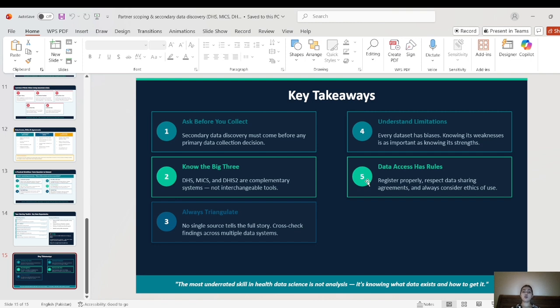Okay, then you always triangulate, use all three. No single source tells the full story, so cross-check findings across multiple data systems. Then you understand the limitations: every data set has biases. Knowing its weaknesses is as important as knowing its strengths.